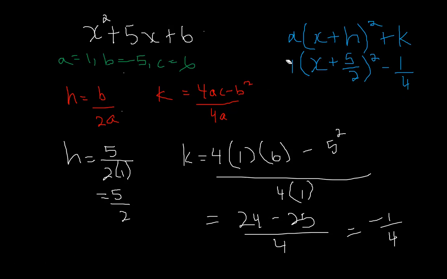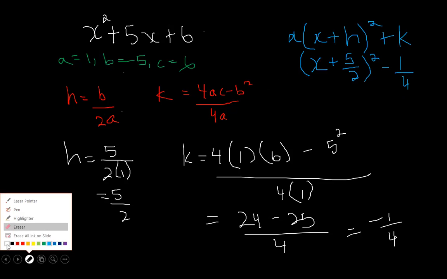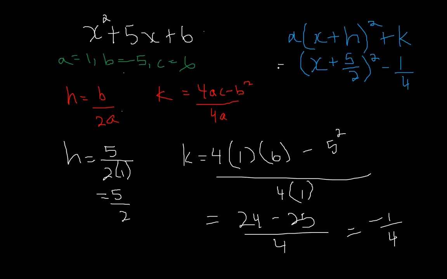So the answer, in this case, if I wanted you to complete the square, would be in brackets, x plus 5 over 2 squared minus a quarter. Everybody understands that? This is just a quick recap. Yes, miss. All right, thanks.